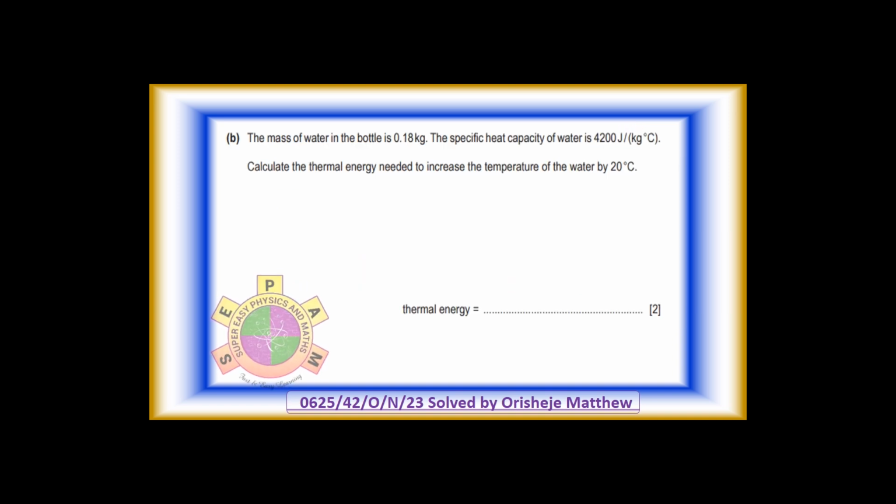Question 4b. The mass of water in the bottle is 0.18 kg. The specific heat capacity of water is 4,200 joules per kilogram degree Celsius. Calculate the thermal energy needed to increase the temperature of the water by 20 degrees Celsius. Thermal energy is equal to product of mass of water, specific heat capacity of water and temperature rise. Energy is equal to 0.18 times 4,200 times 20. Thermal energy is equal to 15,120 joules. Thermal energy approximately 15,000 joules to two significant figures.